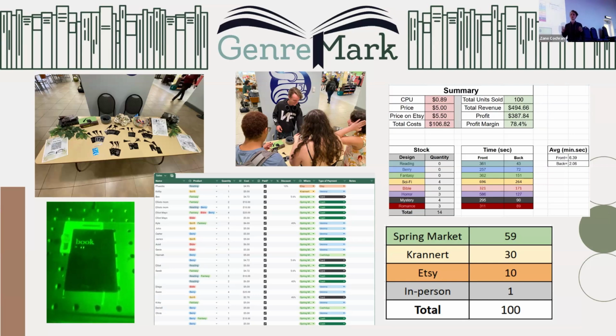I was under the assumption that if people were interested, they would come by my table. And that was not the case. So I switched my strategy and I was able to sell a lot more at spring market. And then I was able to go back and sell at Cranor a few more times to get my goal of 30. Etsy was not as successful as I had hoped.